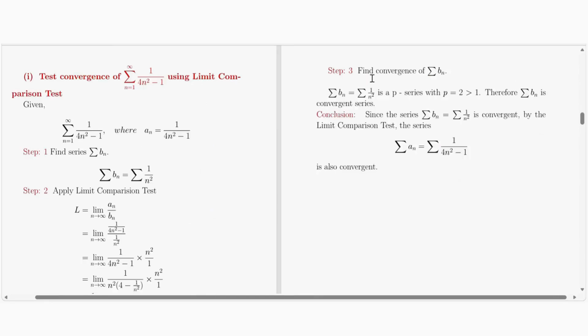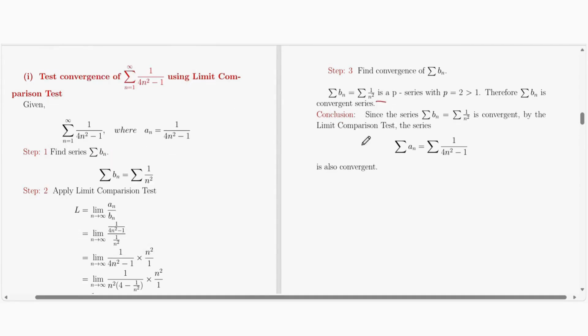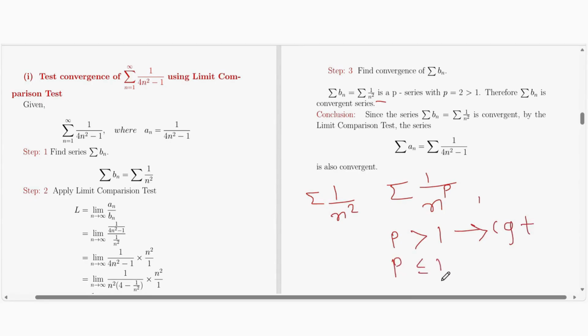Next, find convergence of series BN. So what is the BN series? Here the BN series is 1 upon n square. Now this series is a P series. What is the form of the P series? Series 1 upon n raised to P. Now the condition is that if P is greater than 1, then the P series is convergent. And if P is less than or equal to 1, then the P series is divergent.